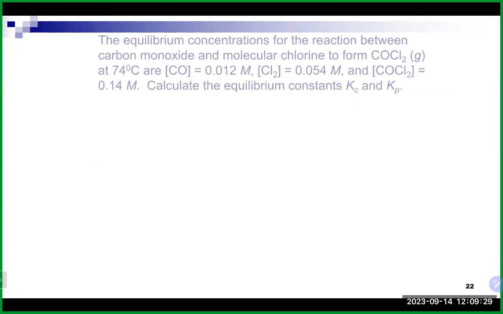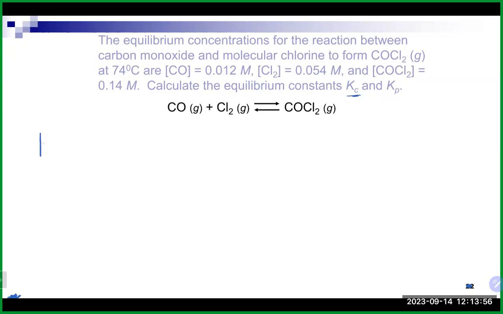All right, so then let's try some calculation here. The equilibrium concentrations for the reaction between carbon monoxide and chlorine are 0.012, 0.054, and 0.14 molarity. What are the equilibrium constants, both Kc and Kp? We are given concentrations, and we're looking for Kp and Kc. It would make sense to solve for which one first? Kc, yeah, since we do have the concentration.